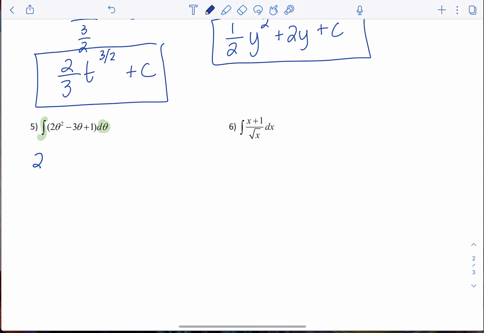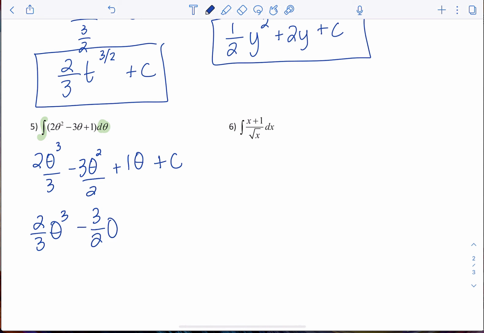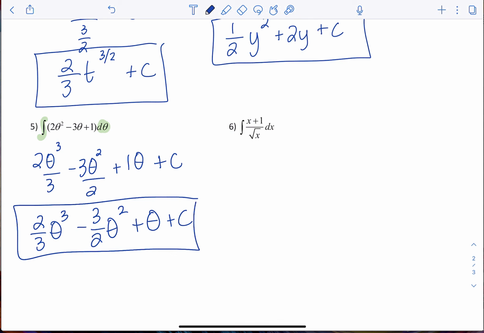We have a constant, so we bring that with us. And then we go to one higher exponent, divide by that new exponent. For 3 theta, we bring that -3 with us, and we add 1 to the exponent, divide by the new exponent. And then 1, that's a constant, but we need to include a theta with that. That's our k rule. And then a plus c. And then I would like to rewrite these fractions in front for everything, and we don't need a 1 in front of our theta, so we can just write theta.